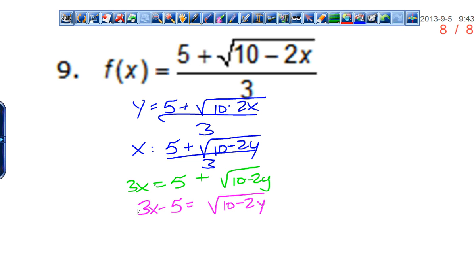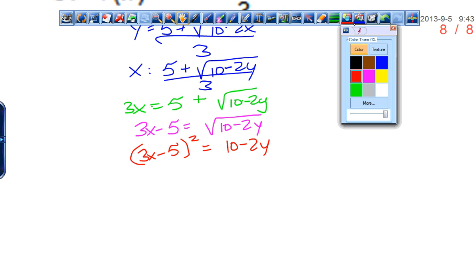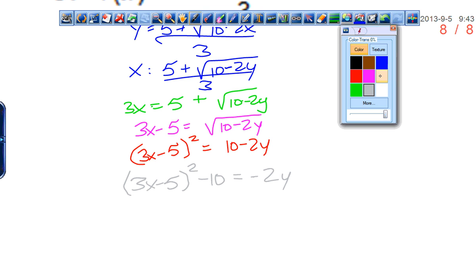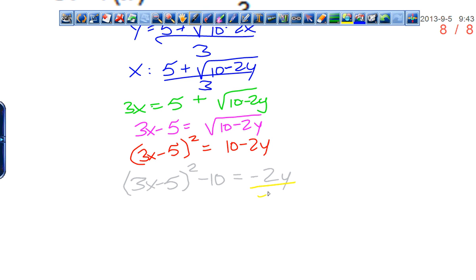Yeah, I heard someone say it. Next thing, square it. The reason why we're squaring is so the square root can go away. 2 more steps. Subtract 10 from both sides, so I have this thing still in parentheses. I wouldn't multiply that out. I would just leave it alone. It's going to get messy. We got equals negative 2y. The last thing, divide by negative 2.